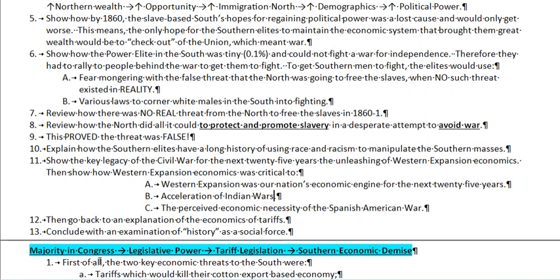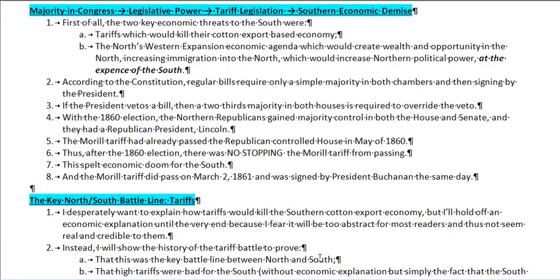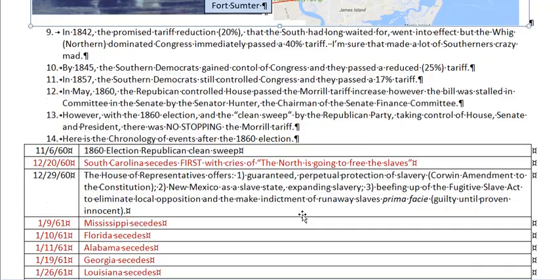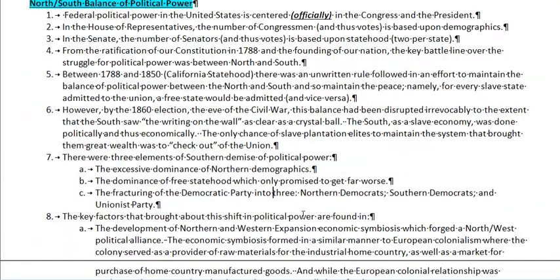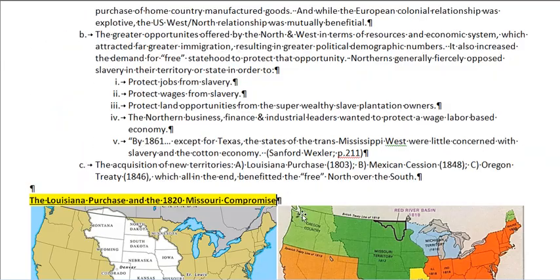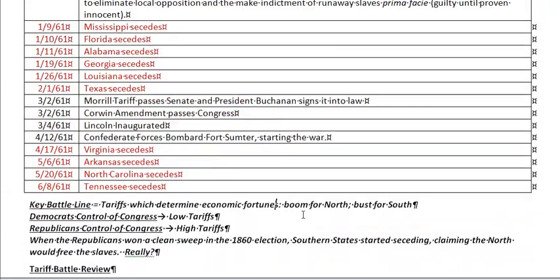Next thing I'm going to get to is how the majority in Congress controls legislative power, tariffs legislation, and the South, and then I'll get into tariffs. I'll get into the balance of power. All right, we'll stop there.